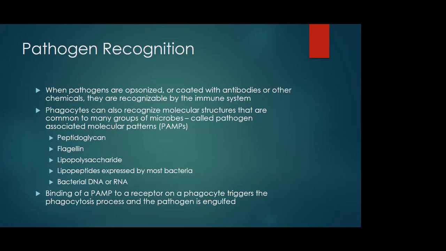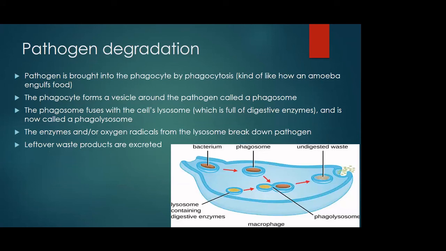When one of those PAMPs binds to a receptor on a phagocyte, it triggers the phagocytosis process to happen. So it triggers the cell to extend its plasma membrane out around the pathogen and take it in.